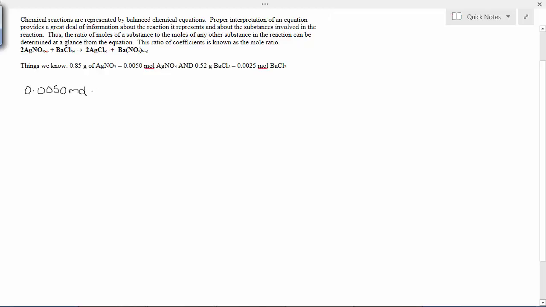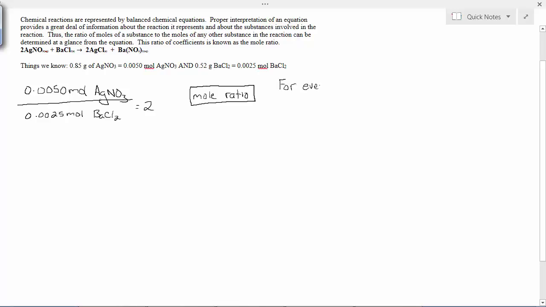Okay. If you actually carry out the calculations, this was number 3 on the analysis, you'll see that if I set this up as a ratio, 0.005 divided by 0.0025 is 2. That really means that there's 2 moles of silver nitrate for every 1 mole of barium chloride. So those coefficients in a balanced chemical equation aren't just molecules or atoms or formula units, those are moles. For every 2 moles of silver nitrate in the process that we looked at in the lab, this requires 1 mole of barium chloride.